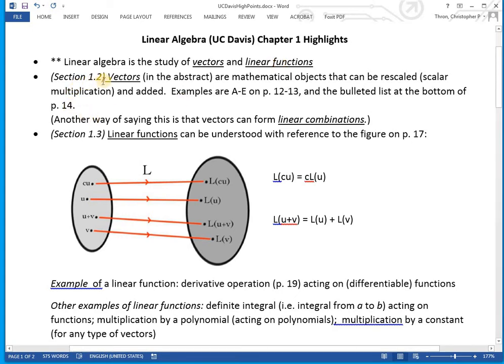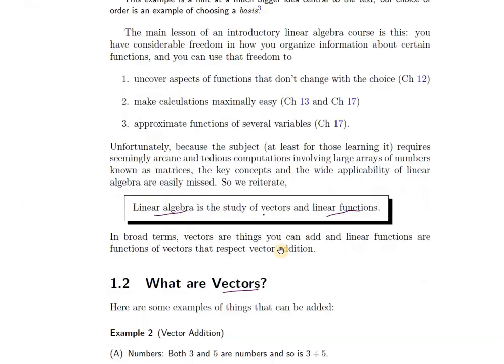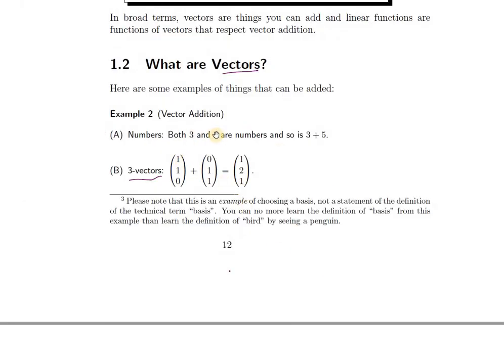All right, so if we go to section 1.2, vectors in the abstract are mathematical objects that can be rescaled and added. Okay, so let's amplify on that definition. I'll go to page 12. Page 12, here we go. All right, so look at these examples. Numbers can be added. Numbers can also be multiplied by scalars. That's pretty obvious.